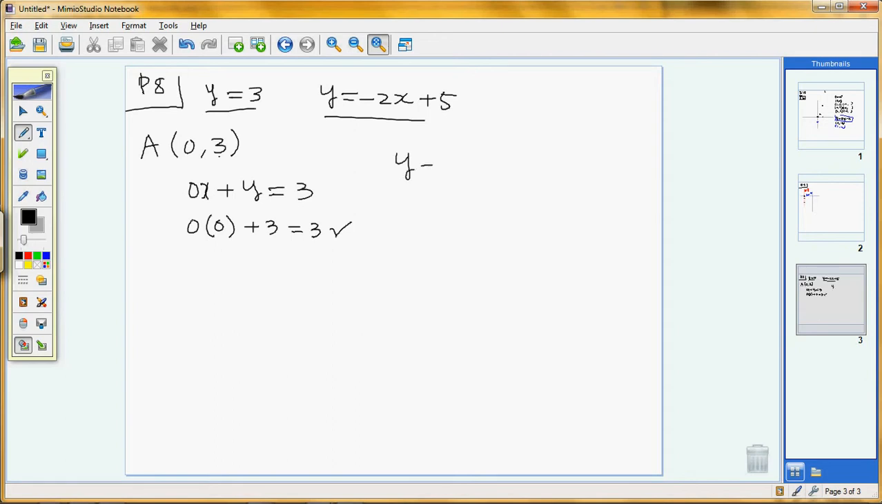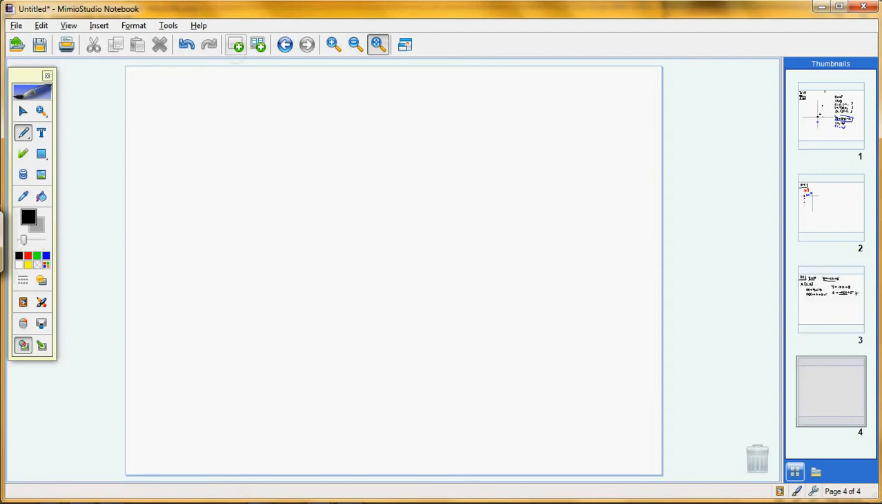We have y equals negative 2 times x plus 5. So y is 3, and then x is 0. Obviously not, because 0 plus 5 is not 3. So this is not good. How about B? How about C? That's what you do.